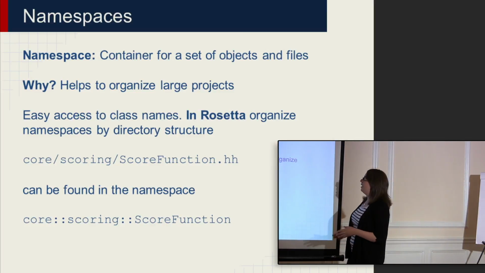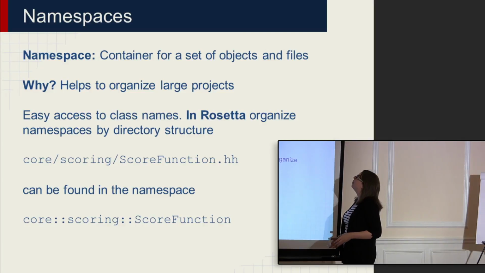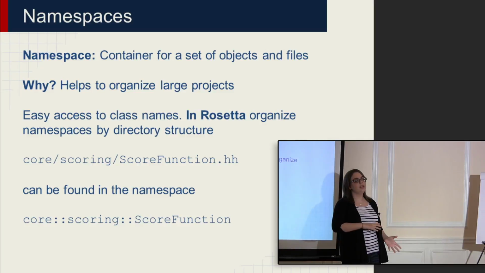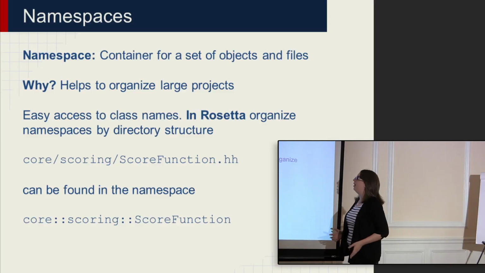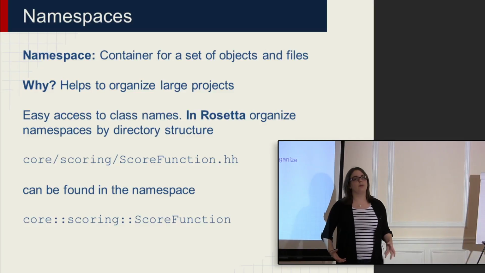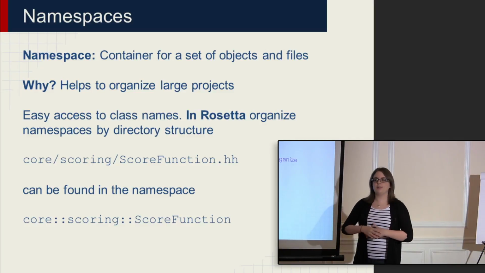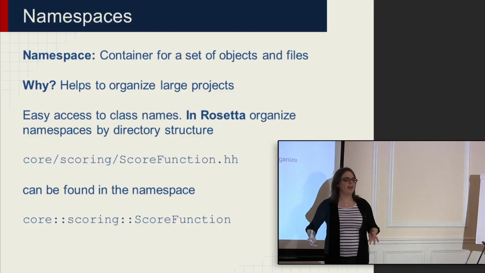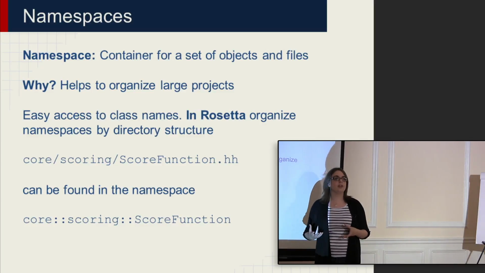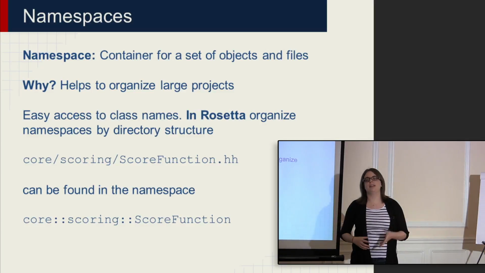The first is namespacing, which we've already covered a little bit. A namespace is a container that will help you to organize different objects, files, and classes in Rosetta. Why would you do this? It's really helpful for organizing large projects. So think about if all of the classes in Rosetta, things like ScoreFunction, pose, they all lived in the same place. It would be much harder to differentiate which objects are related to which tasks and so forth.